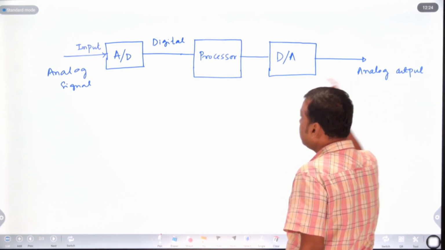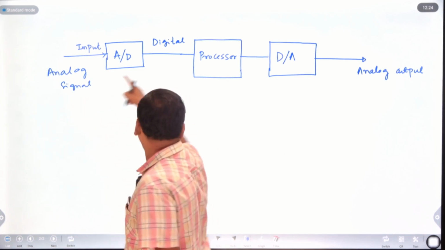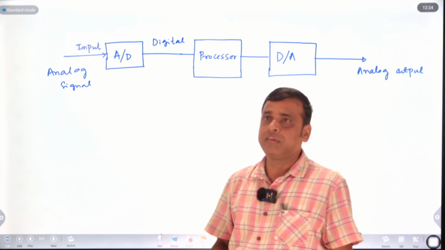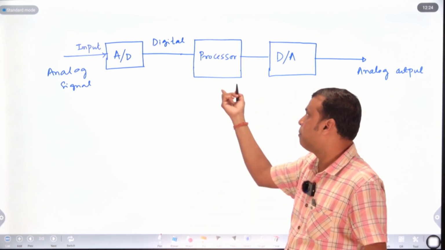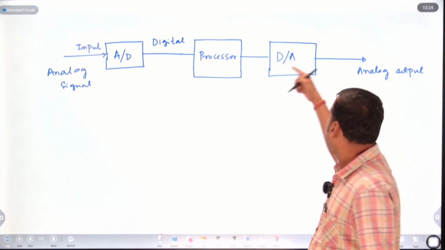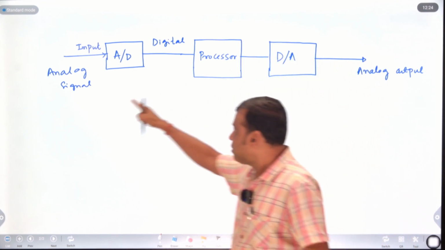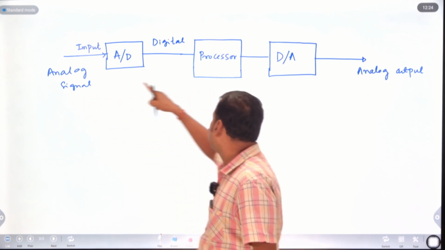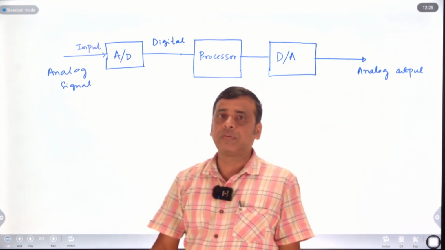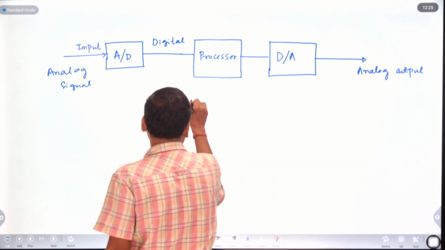Okay, this is your analog input signal and this is your analog output signal. First of all, you will convert the analog signal into a digital signal, then process the signal by means of a processor. Again you will use a D to A converter, and you will get your original signal. Here the input signal can be processed by means of a DSP processor. This is your block diagram of DSP.